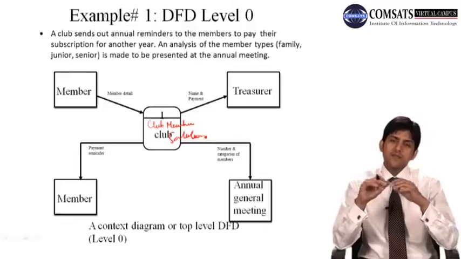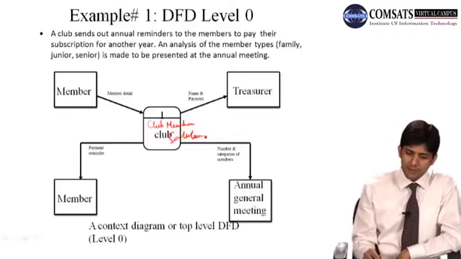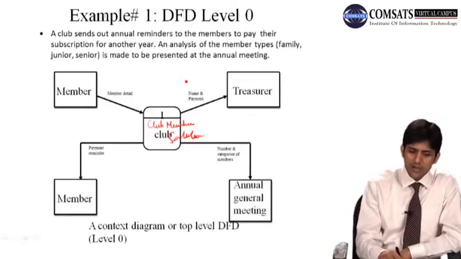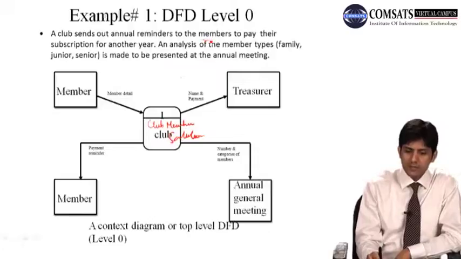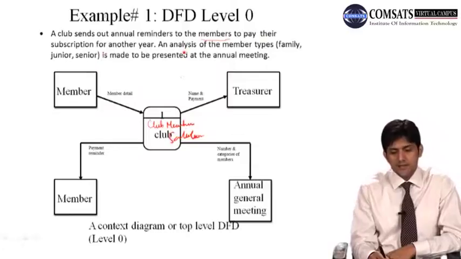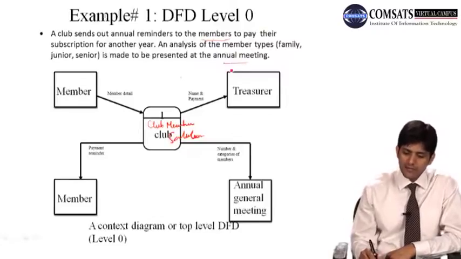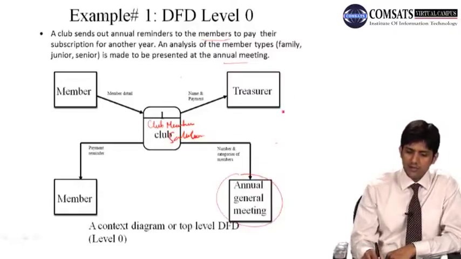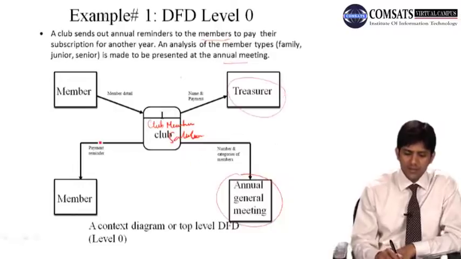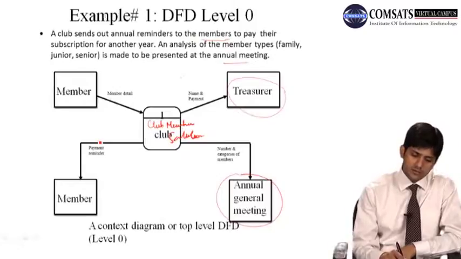Okay ji, and in this first line there are a few other things that we see. First of all, we can identify one external entity, which is the member. A club sends out annual reminders to the members to pay their subscription for another year, and analysis of the member types is made to be presented at the annual meeting. Now we have these entities: the annual general meeting, a treasurer, and members.